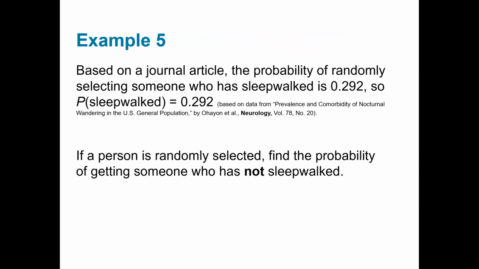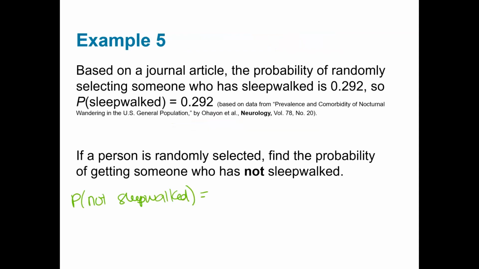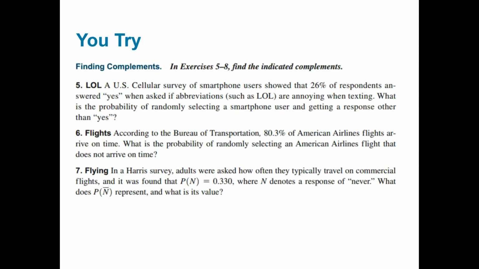So based on a journal article, the probability of randomly selecting someone who has sleepwalked is 0.292. If a person is randomly selected, find the probability of someone who has not sleepwalked. So we know that we want to know the not, right? So that's 1 minus the probability of it occurring. So that would be 0.708. Give these few a try.